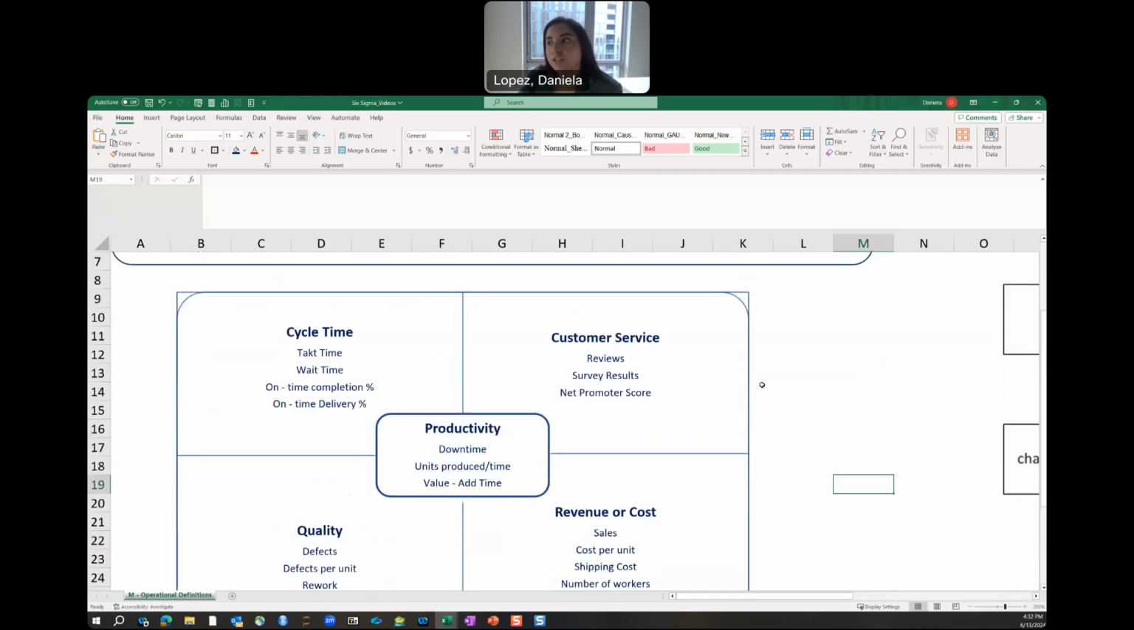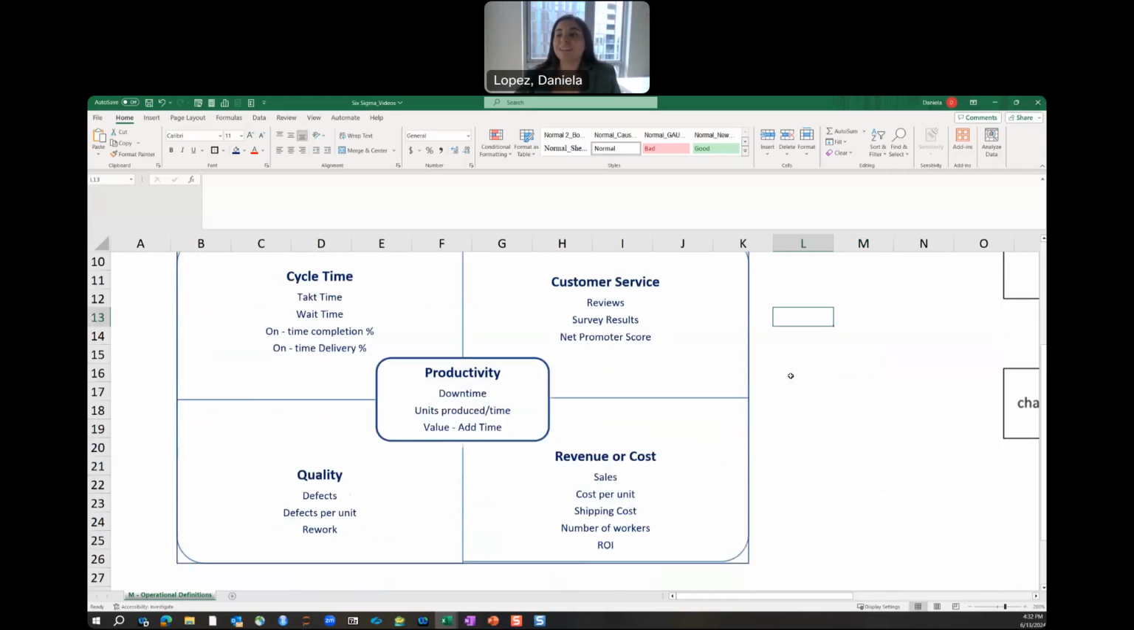Key components for us would be down here. How do we start thinking about measuring those? Let's go ahead and pay attention to the left-hand corner, cycle time. We can measure cycle time through takt time, wait time, completion, or even delivery percentage. When we're talking about defects, when we're talking about quality, we can measure defects.